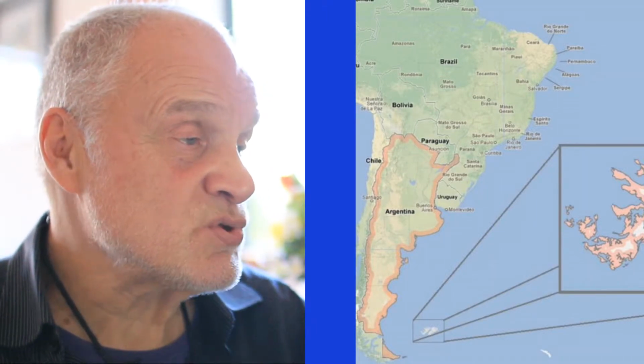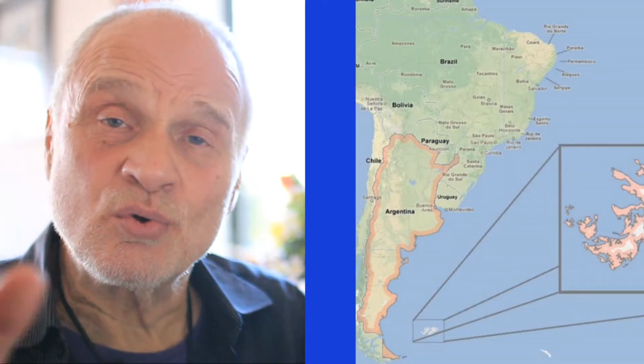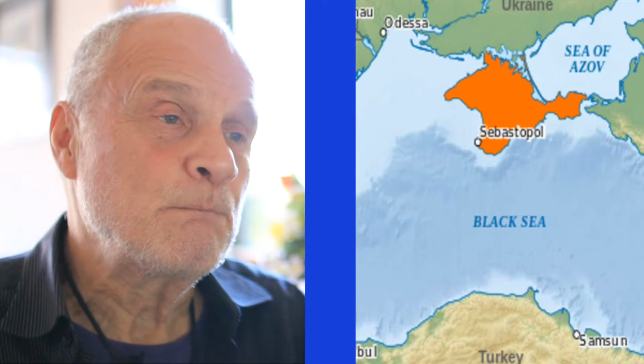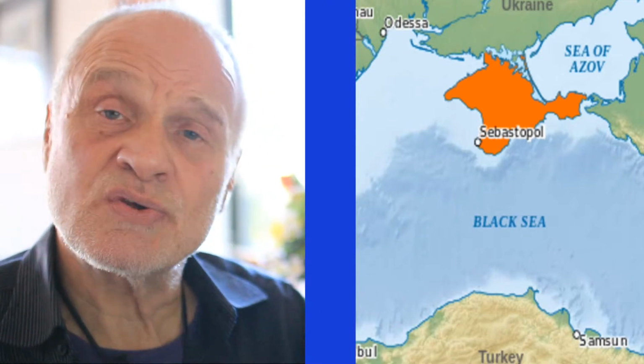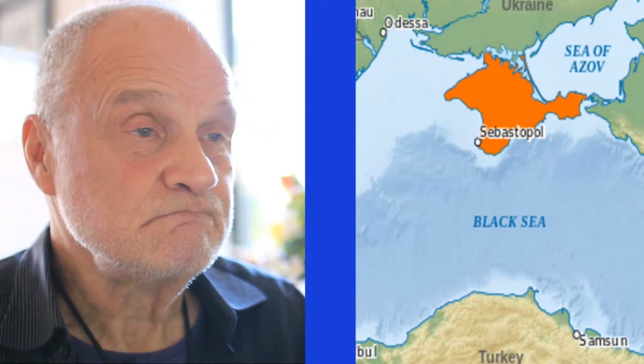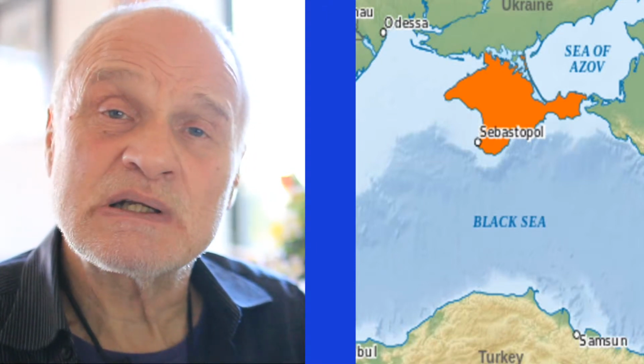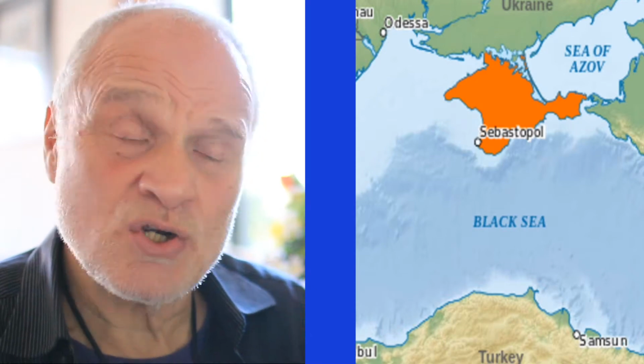And now we come to an example where the rules are not really going that well, because in 2014 the population in Crimea wanted to be a part of Russia.